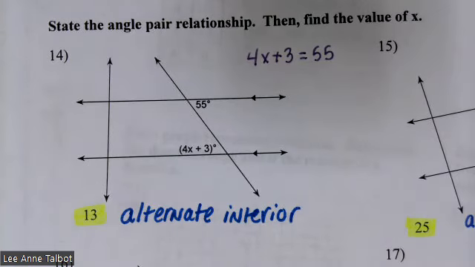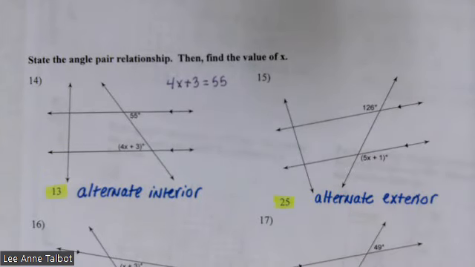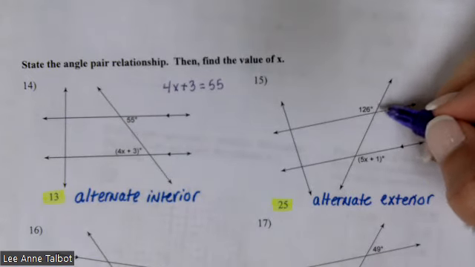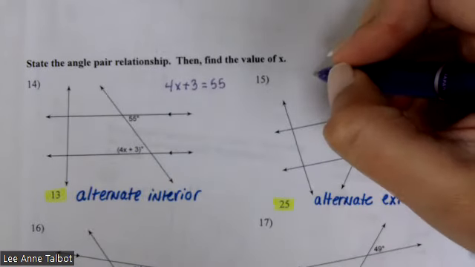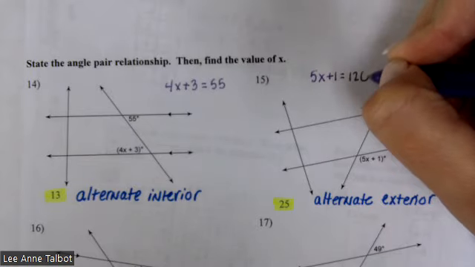Okay, so what's equal? This one's equal. This one's called alternate exterior, which is also equal, because can you tell that that's like a big obtuse angle and that's like a big obtuse angle? So those are also equal. Let's set it up. This one would be 5x plus 1 equals 126.